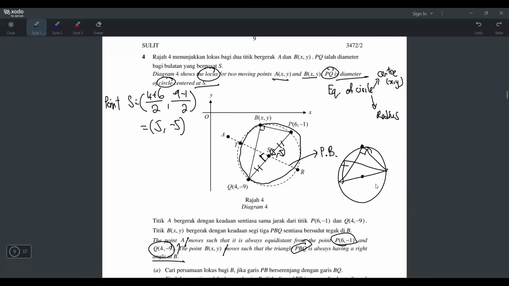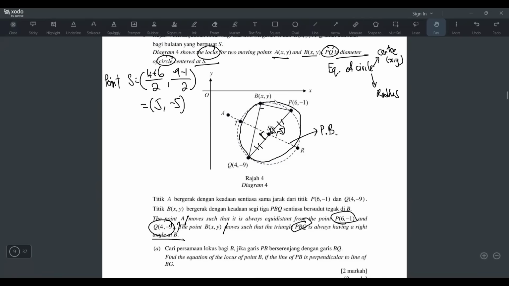Okay, this one you learn in mathematics. Okay, so far this is all I have, and I labeled everything nicely. Now let's see what the 1A here. Find the equation of locus of point B. It means they want the equation of circle.